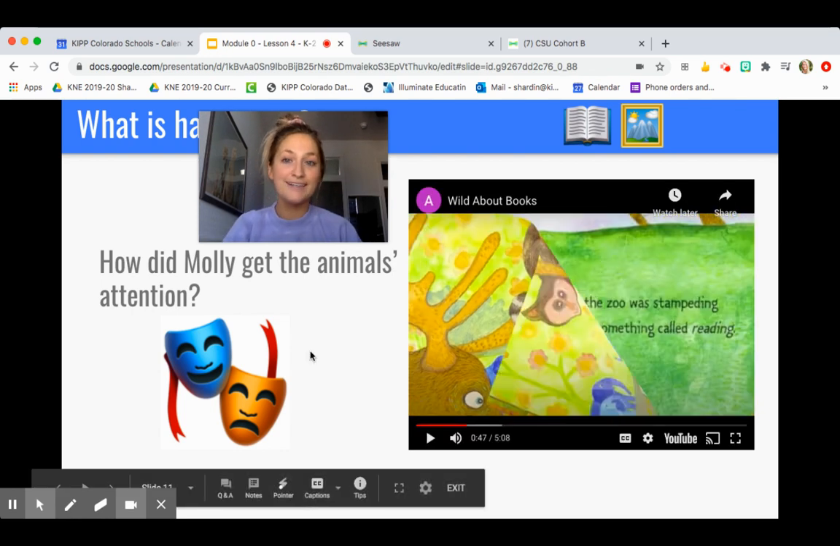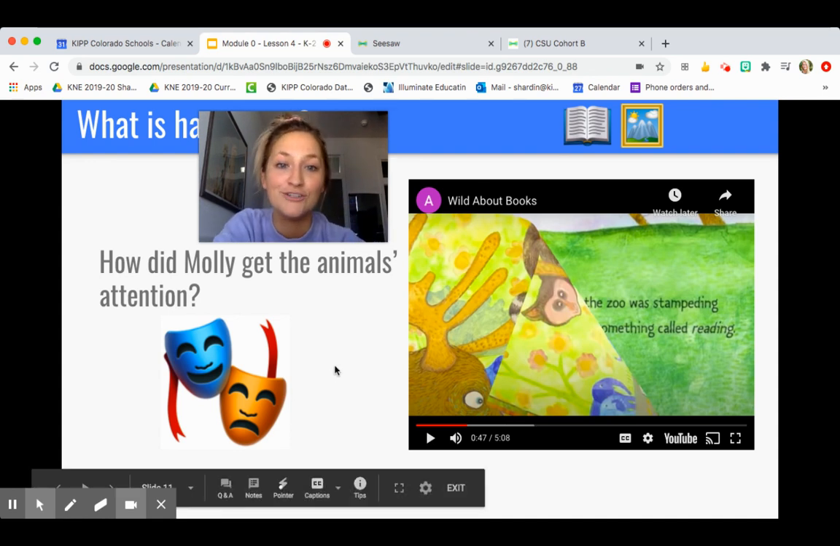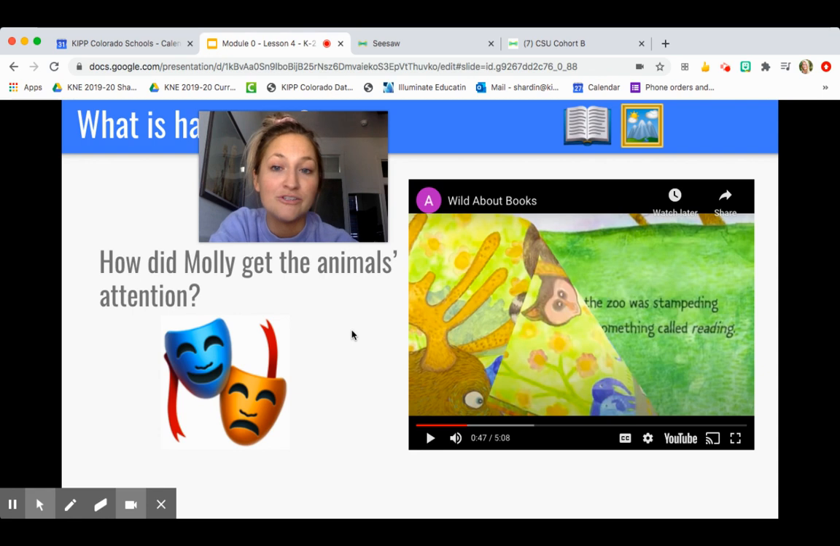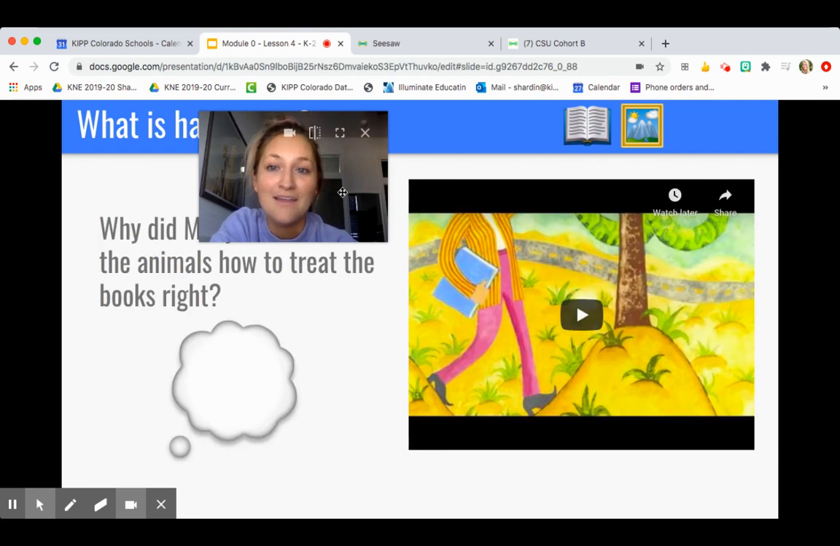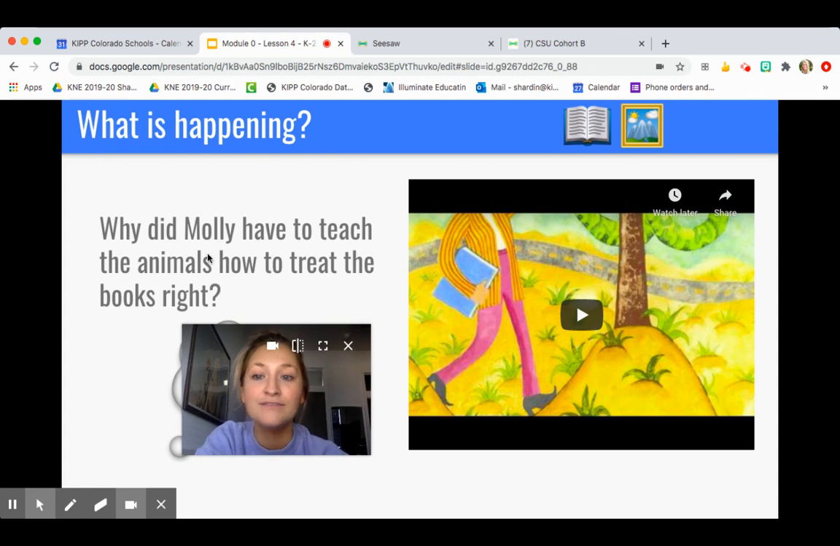So you should have acted out that Molly was reading a book. You might have done something like this to get all of the animals' attention. At first the animals were just watching Molly, but as soon as she started reading the book, they all came to listen to her read.